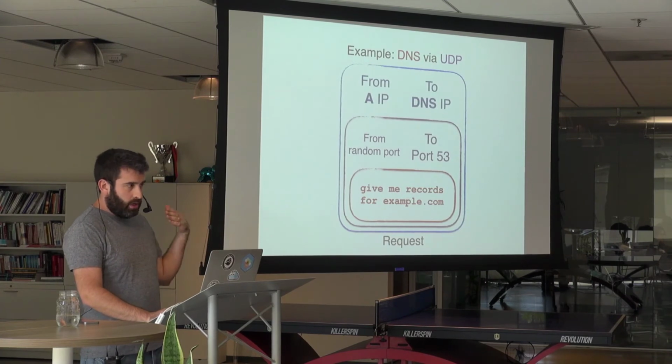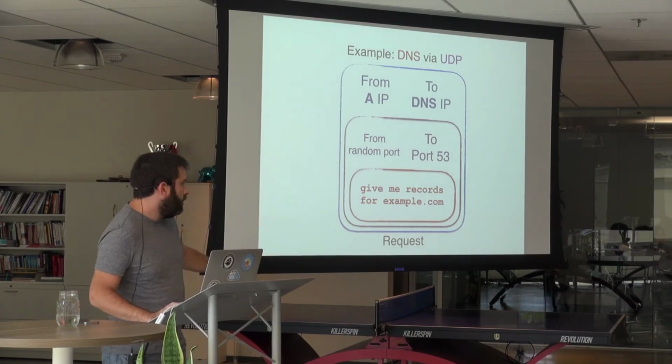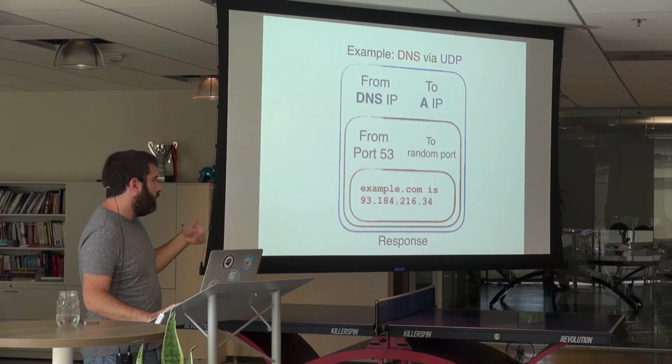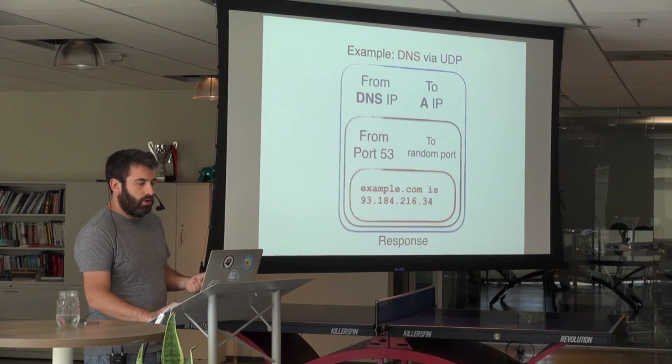DNS is like, tell me what the IP address is for some named server on the internet. You send this message out as a request, and you get a reply back that tells you what IP addresses are associated with that name. That is a layer 7 protocol.